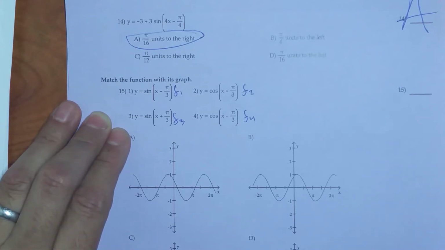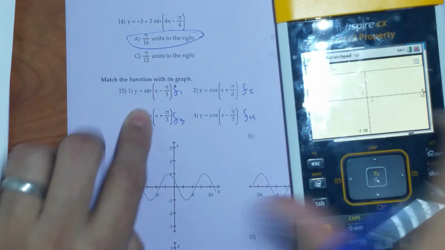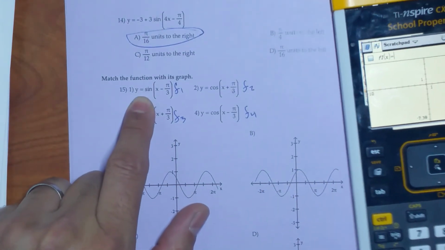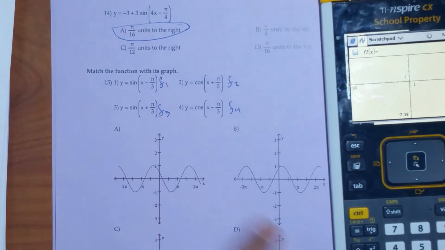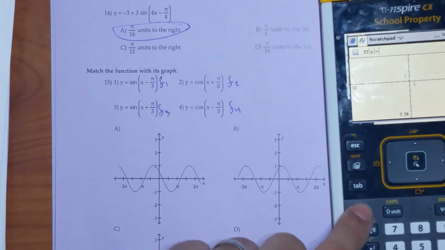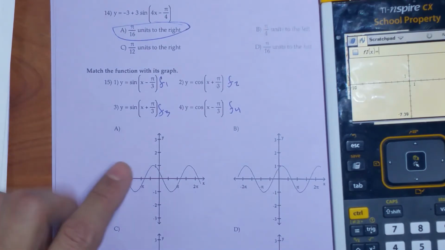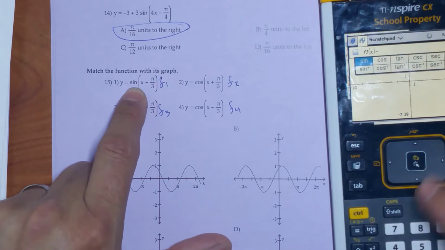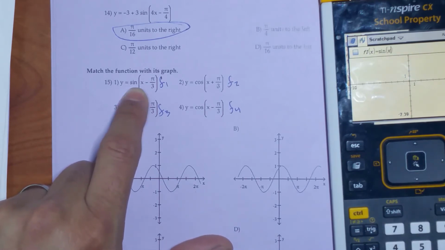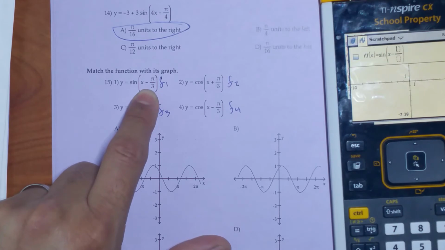It's going to clear out everything because it's changing the windows and all kinds of weird stuff. So right here, F1, can you guys see that? Yes. Let me lower the brightness on this one. There we go. So F1 is going to be sine of x minus pi over 3. There's my F1.